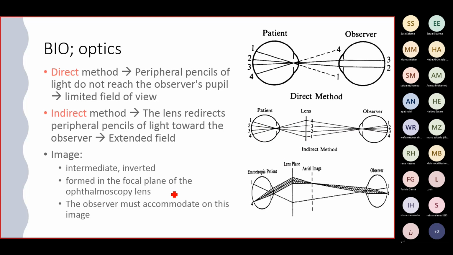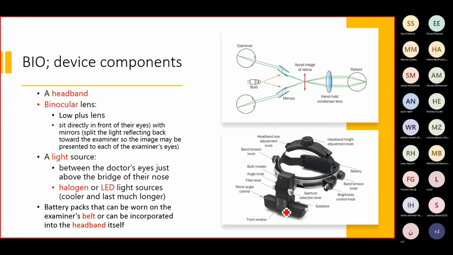Okay, the image is intermediate. This means that it's between the lens plane and the observer's eye. It's inverted and laterally reversed, and the observer must accommodate to be able to see this aerial image. And this is why most of the direct ophthalmoscopes will have a low power plus lens here to act like a reading glass to make you need less accommodation.